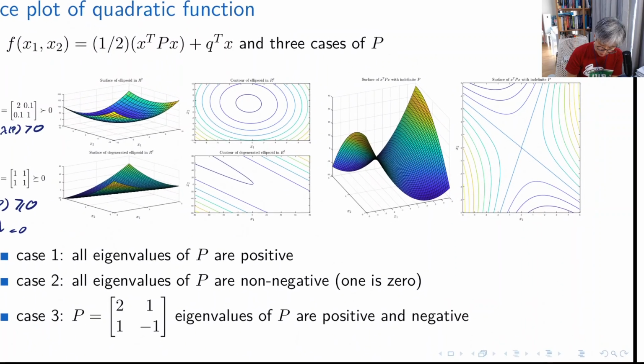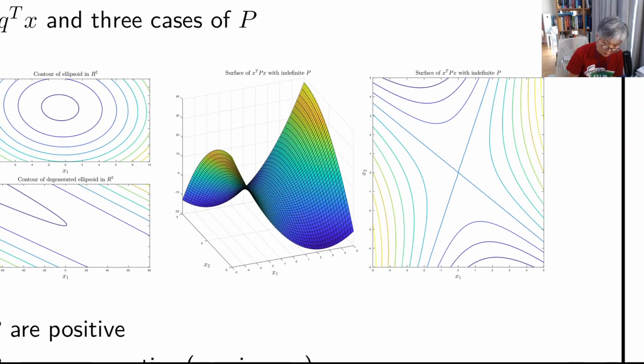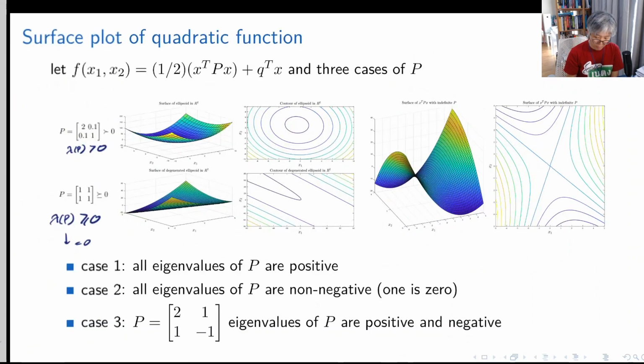The third case is when my P is 2, 1, 1, negative 1. In this case, the eigenvalues of P contain a mix of positive and negative signs. So what I end up with is that the surface has two possibilities. In some direction of x, when x goes that way, my f grows infinitely. When x goes in this other direction, my f decreases to negative infinity. So when I plot a contour, it looks like a hyperbola shape like this. Okay.